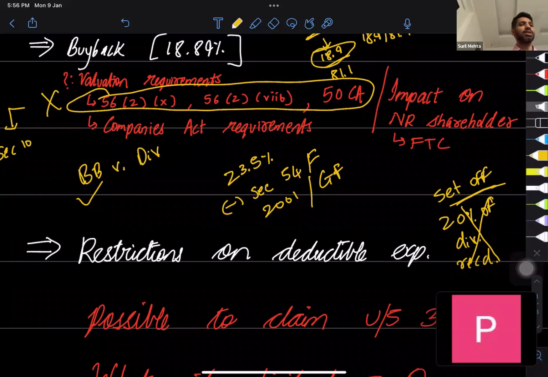Because this section doesn't talk about. So these are the loopholes which are there in case of section 57, which restricts the deduction to 20% of the dividend received, right? A lot of other loopholes are there.